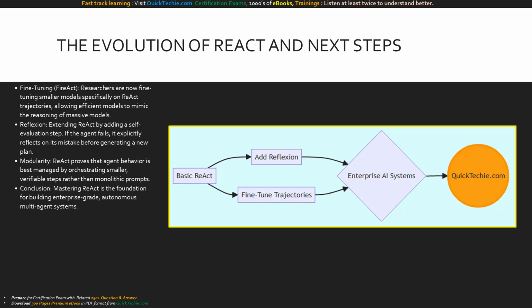To wrap up, ReAct is not a static concept, it is evolving rapidly. We are now seeing methodologies like ReSpAct, where smaller, cheaper models are fine-tuned explicitly on successful ReAct trajectories. This allows highly efficient models to perform enterprise-grade reasoning. We're also seeing extensions like reflection, which adds a self-critique phase to the loop, allowing the agent to learn from its immediate failures. Understanding ReAct is the absolute baseline for transitioning from building simple chatbots to architecting production-ready, multi-agent systems.